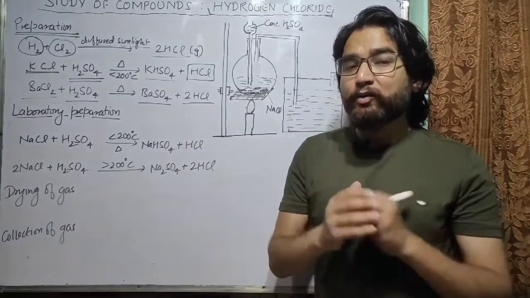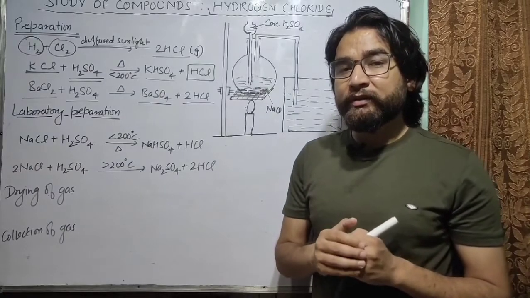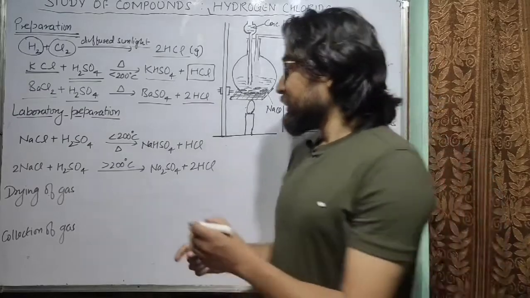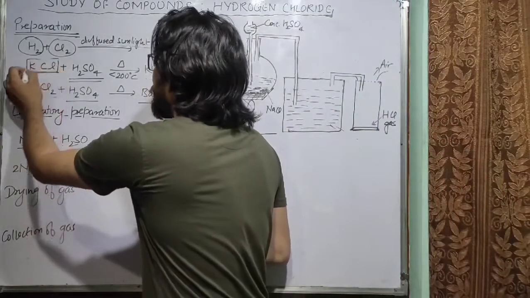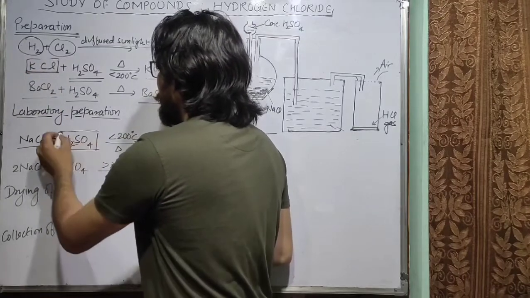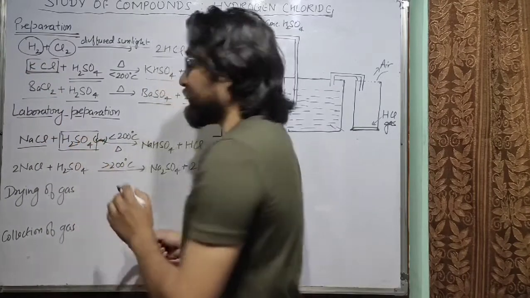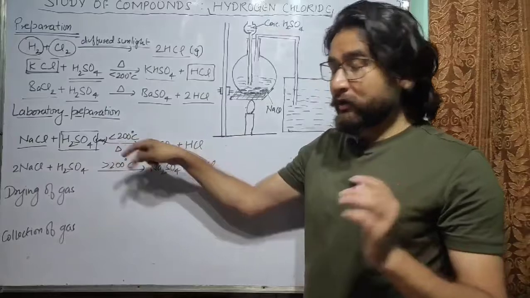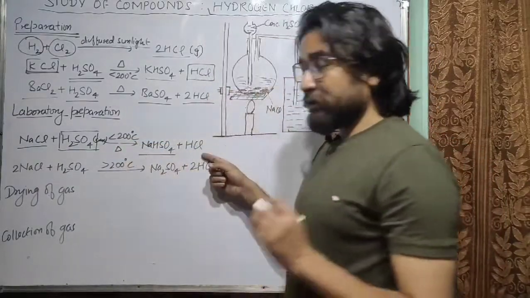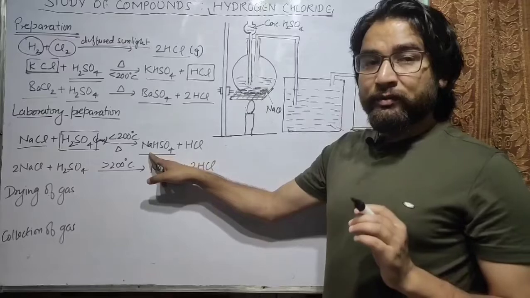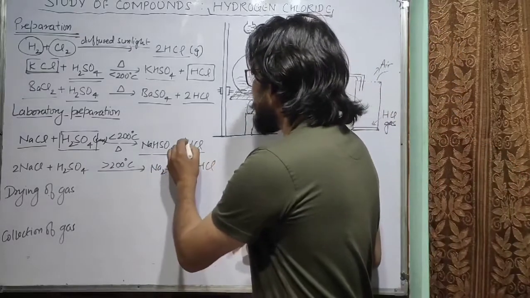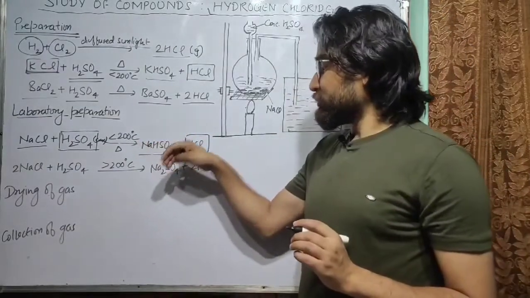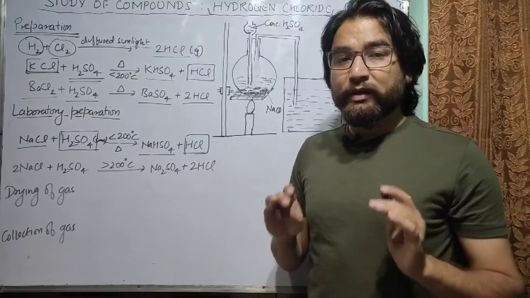Now the question is, how do we prepare hydrogen chloride in laboratory? So there is a method of preparation of hydrogen chloride in laboratory. Generally we use sodium chloride. We can also use potassium chloride and concentrated sulfuric acid for the preparation of hydrogen chloride. So this reaction will take place below 200 degrees Celsius and it will form NaHSO4, that is sodium hydrogen sulfate or sodium bisulfate, plus HCl. So we have HCl here. Now this reaction can be used for preparation of hydrogen chloride in laboratory.